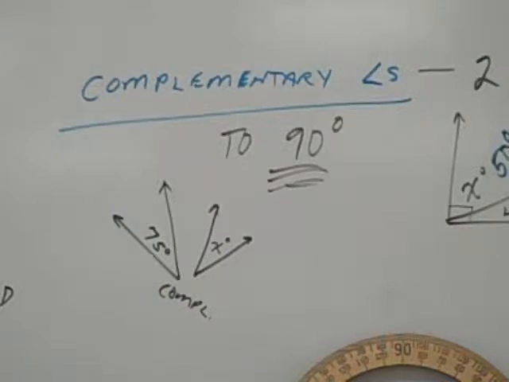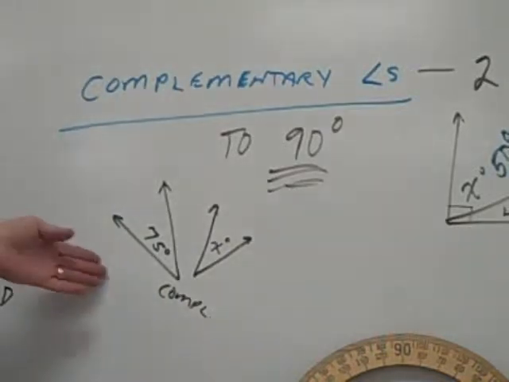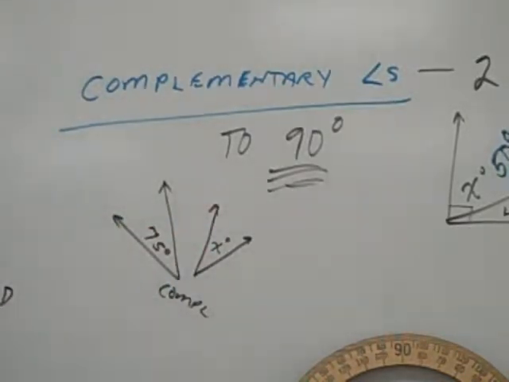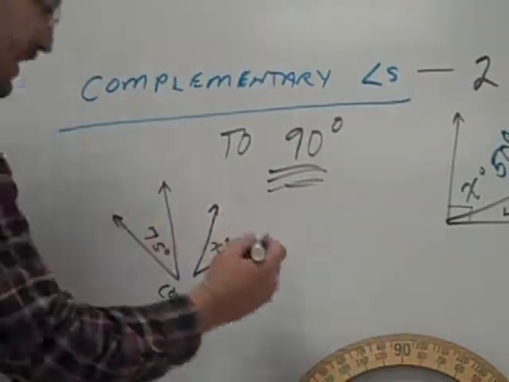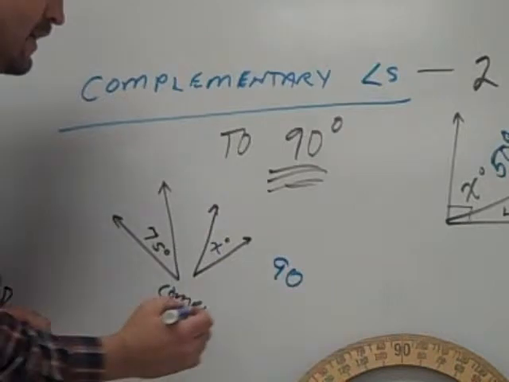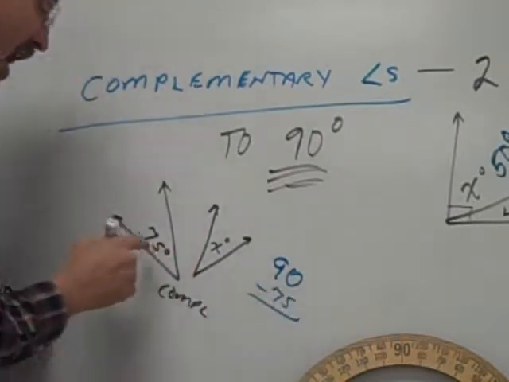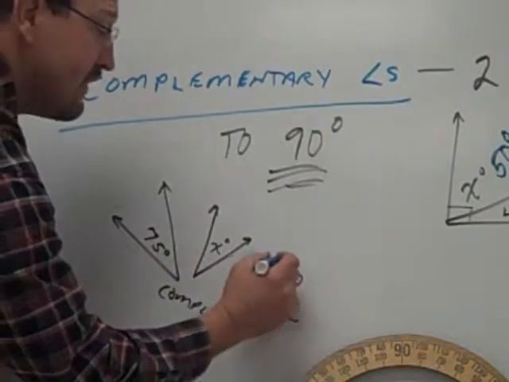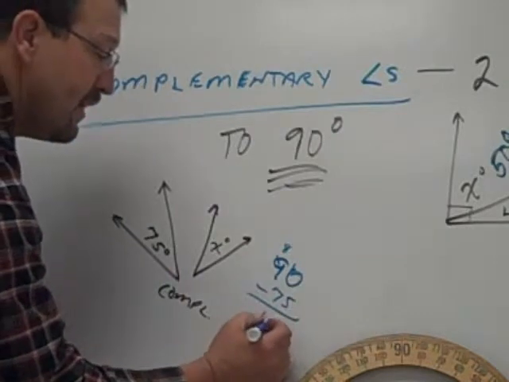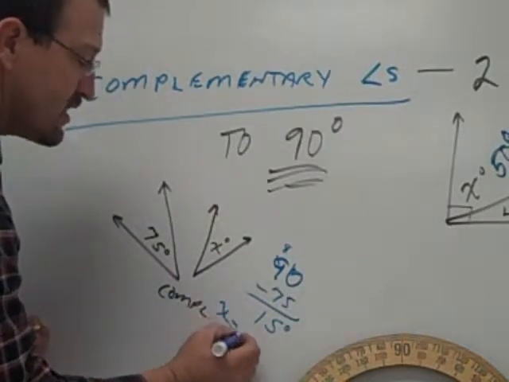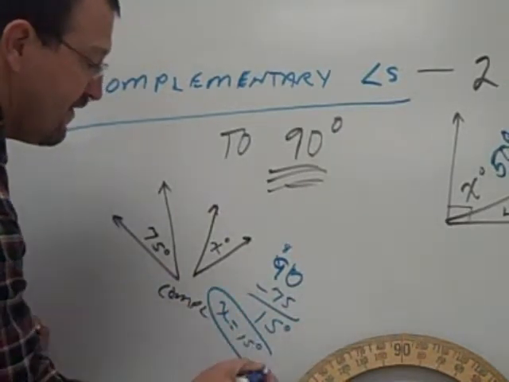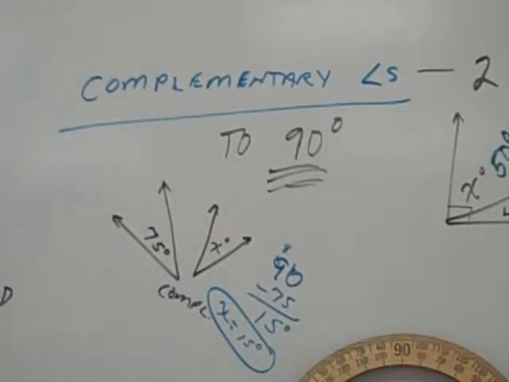Add up to 90. If one of them's 75, how do I find the other one? Now don't give me the answer. I said, how do you find it? 90 minus 75. 90 if it's complementary, minus the 75 I already have gives me 15. The x must be 15 degrees because they are complementary. Complementary is 90.